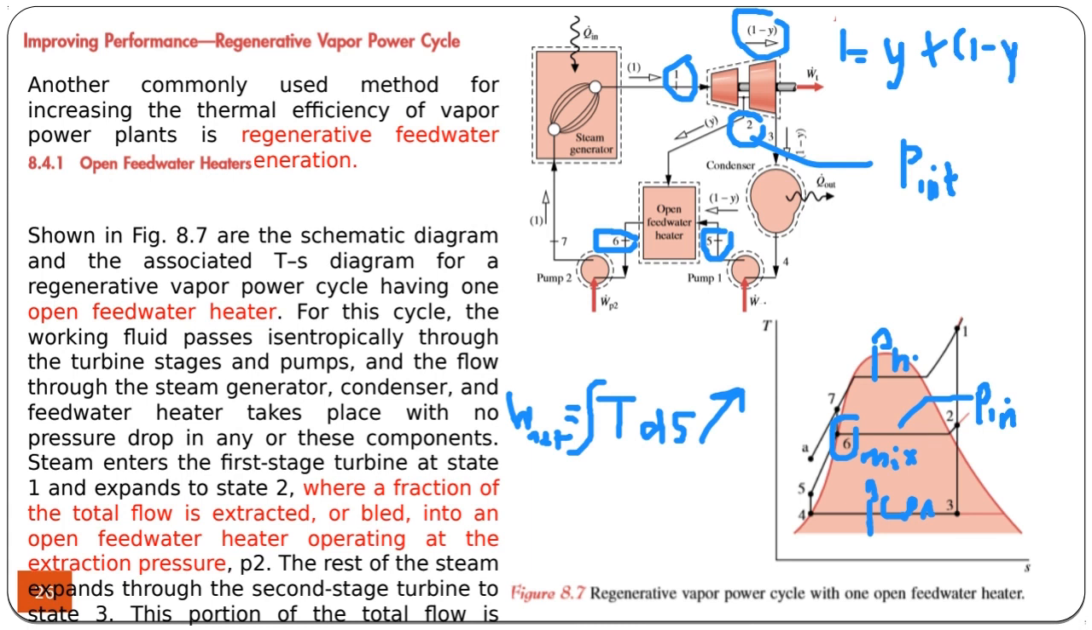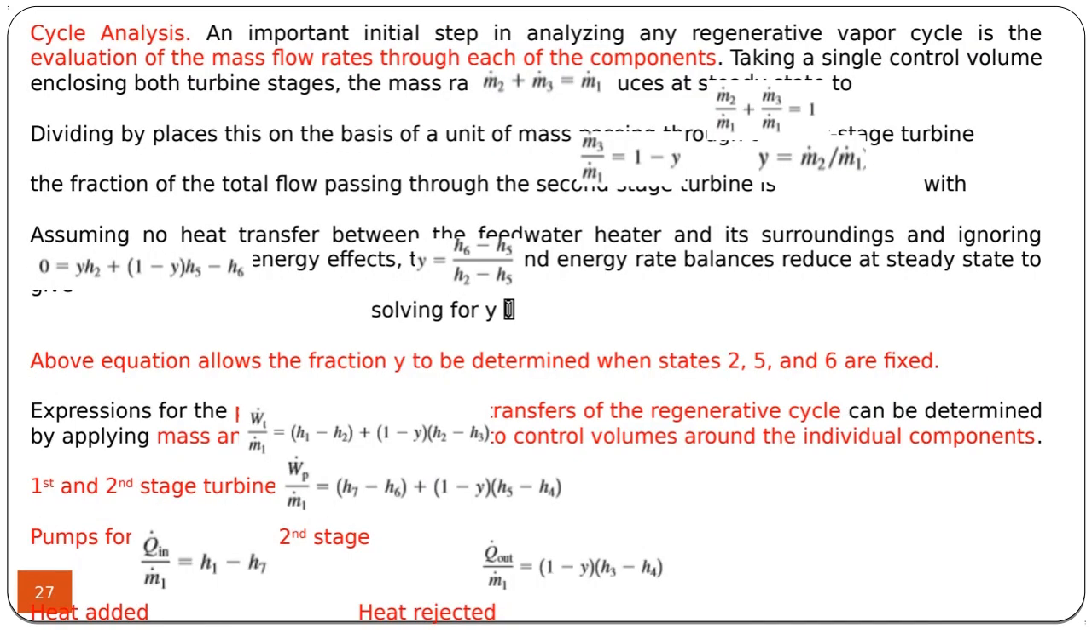Similarly, you can write the energy balance. The energy of the inlet should be equal to the energy of the exits, and the same for this heater. Once you can write the mass balances and energy balances, you have several equations. You don't have to memorize them.